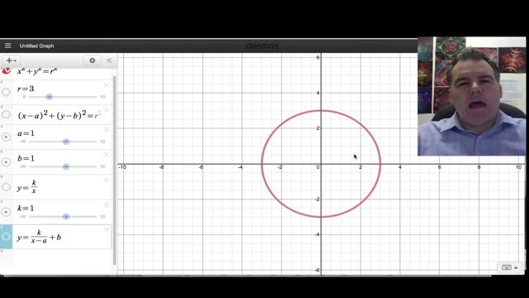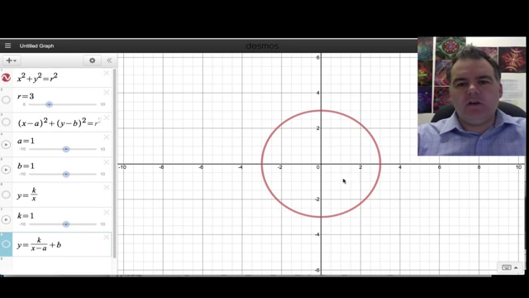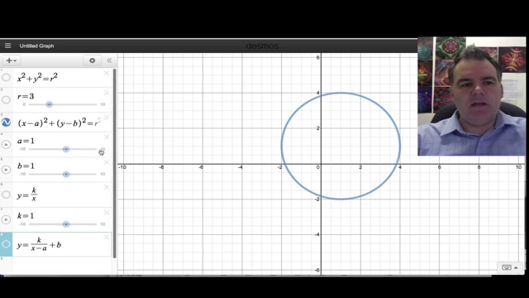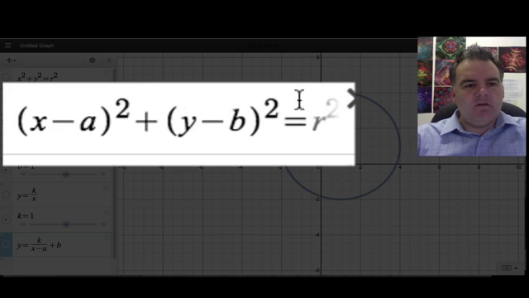All right, let's have a look now at equations of circles with a little bit of transformations in there. So equations of circles where the center is not at the origin. So we know this equation here is x squared plus y squared equals 3 squared, or x squared plus y squared equals 9. Let's take a look at a different form, and that is this one here. So looking at the equation (x minus a) squared plus (y minus b) squared equals r squared. This is a circle where the center is (a, b). So it's a transformation again.